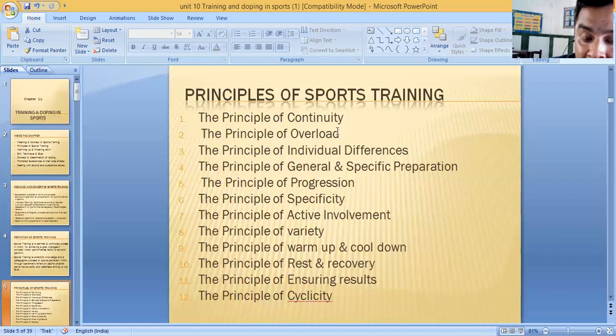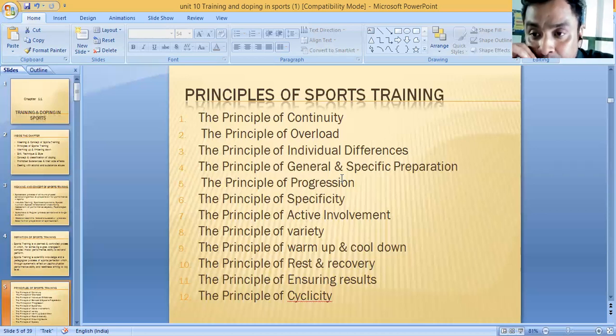And in overload, you should not increase your load directly, okay? Because if you are straight away running 1 kilometer, without any practice, what will happen to you? Your body gets tired. You may feel very exhausted. So that means you should not increase your load rapidly. Okay.